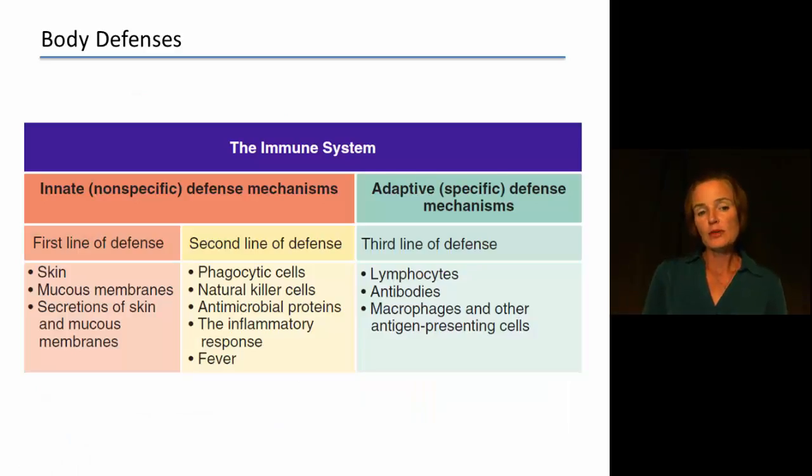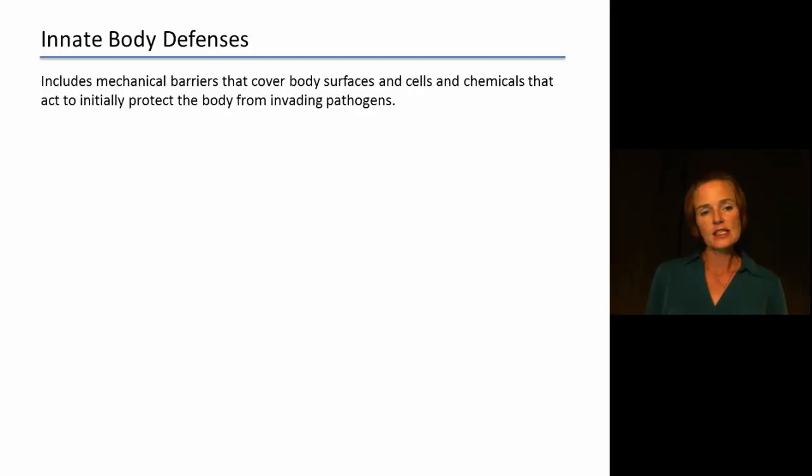So when we look at the immune system itself, it really has two different parts to it. We have what we call innate or non-specific defense mechanisms, and then we also have adaptive, which are very specific defense mechanisms. We'll talk first about the innate defense mechanisms, and with this we have kind of a first line of defense, and then we have a backup system or a second line of defense. So that's the first thing that we're going to cover here. The innate body defenses include mechanical barriers that cover our body surfaces, and also things like chemicals and cells that act to initially protect the body from invading pathogens.